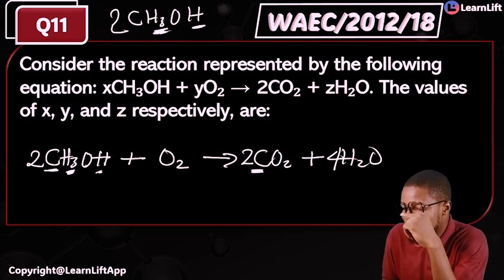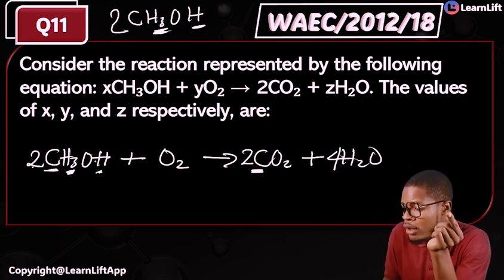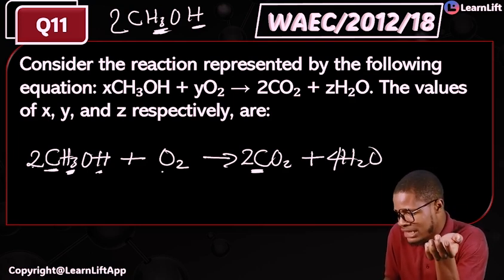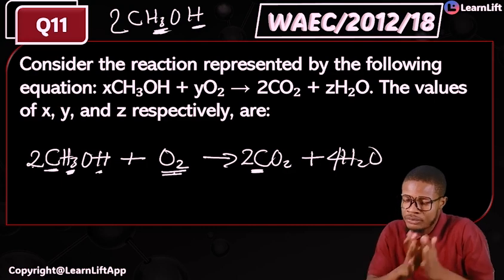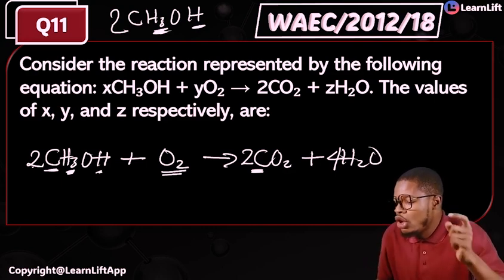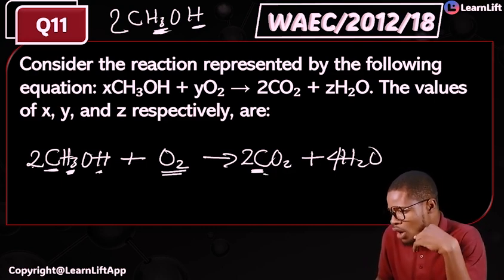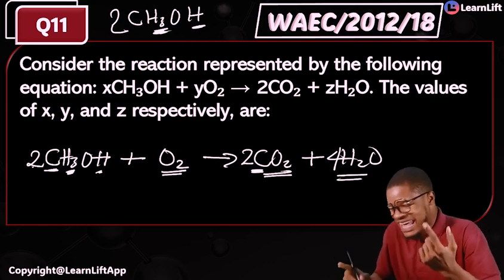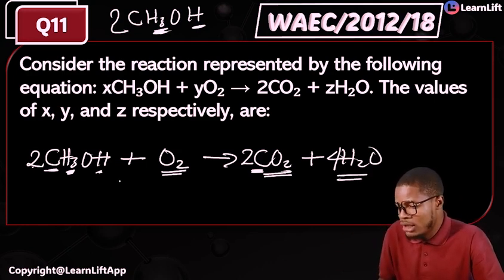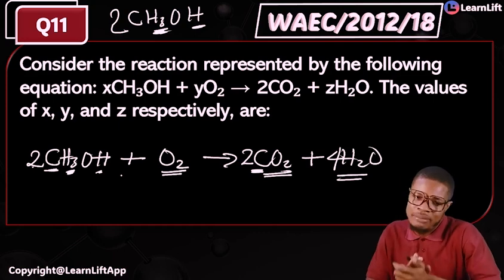How many oxygen do we have on the reactant side? 2 plus another 2 here, that's 4. Reactant side is 4. On the product side, how many do we have here? Oxygen here is 4 plus 4, that's 8. But on the product side, it's not balanced.